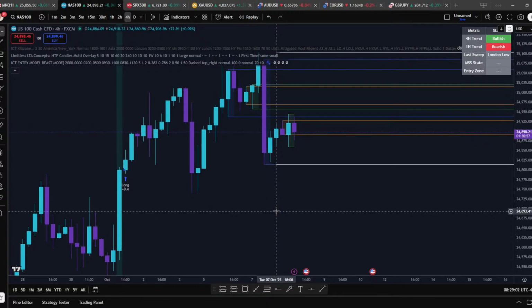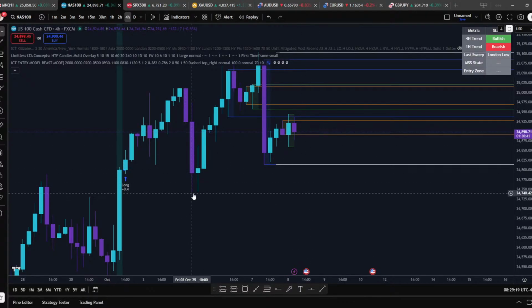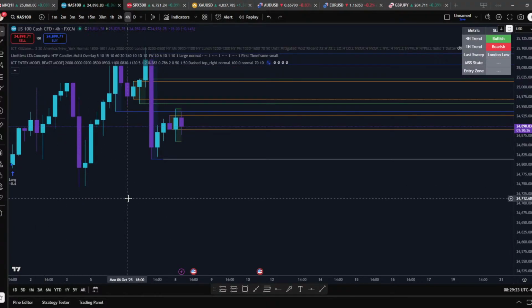Whatever happens here, if it respects the bottom, the previous day low, and then goes up for previous day high, that's fine. That'll be today's movement. If it breaks previous day low, retests it again, and then comes down for this level here, then that'll be another retest level to find out what our direction will be from there.